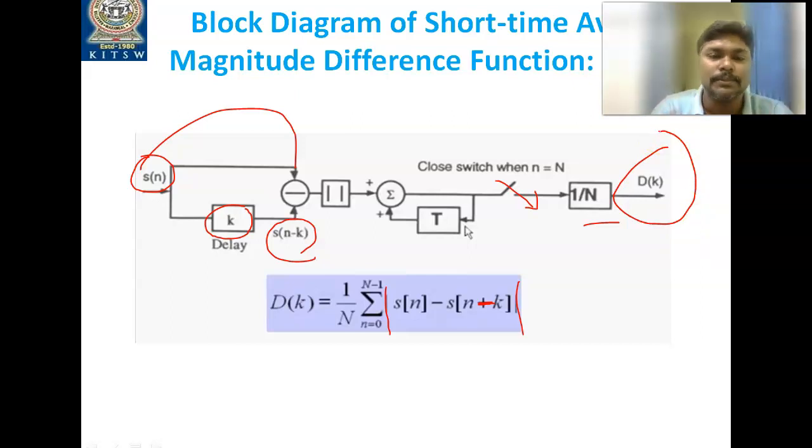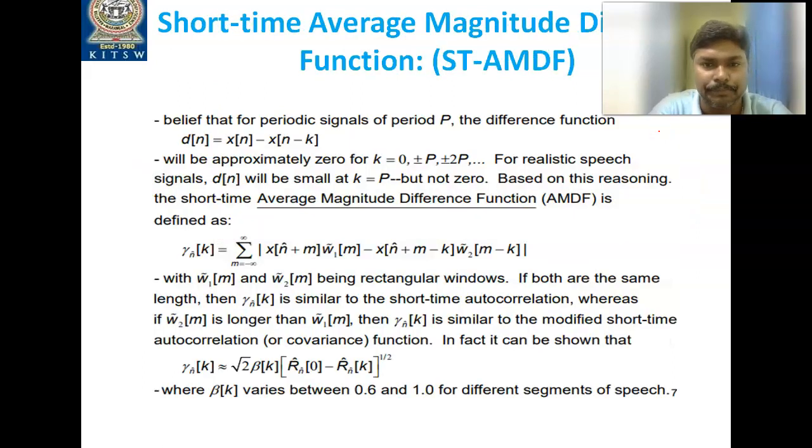Now when it comes to the short time, this is a simple scenario of how we can see the definition of the average magnitude difference function. Now let us focus our discussion on the short time, because we are interested in the short time parameters. In the time domain processing of speech signals, we talked in many videos about the short time energy, short time zero crossing rate, and the short time autocorrelation function. Now in this video we are going to see the short time average magnitude difference function.